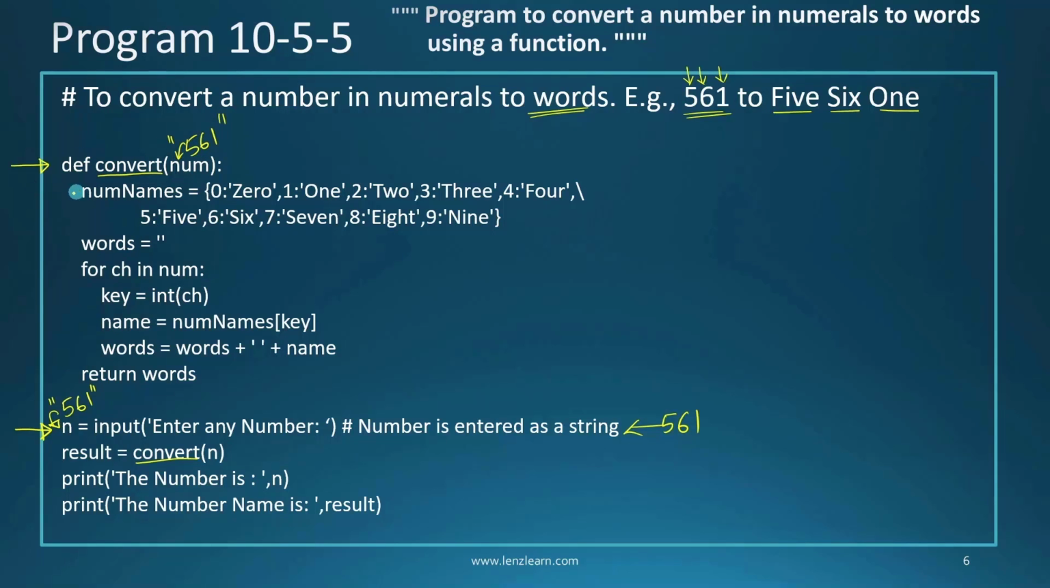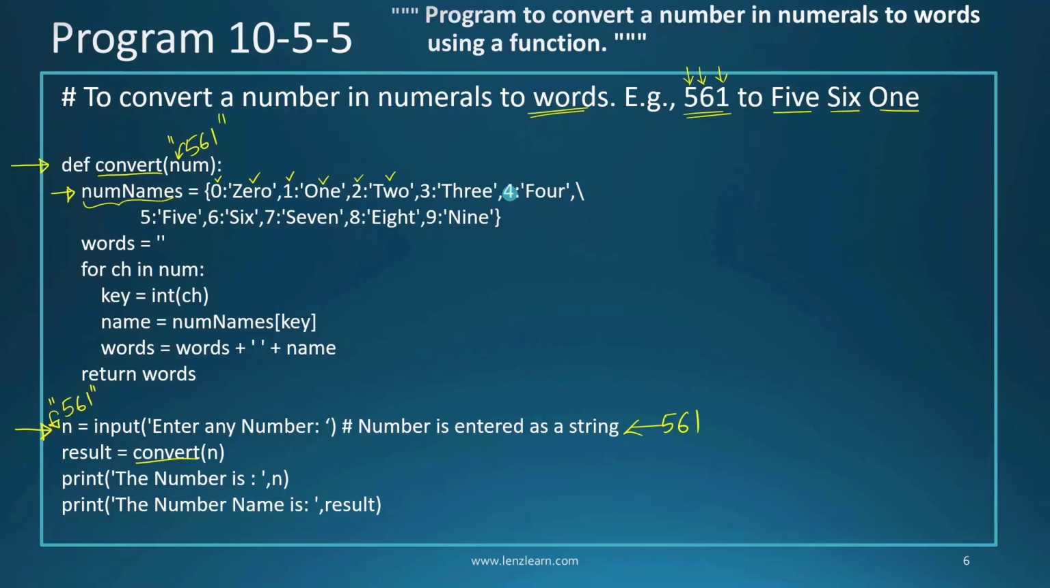Now inside the function I have created a dictionary. You can see here the name of the dictionary is num names. So this dictionary will actually give us the word equivalent for each digit, because you see in dictionary we can store data as a pair, so that's the advantage. So here you see for key 0 I have given the value as word 0. For key 1 I have given the value as word 1. For key 2, word 2, just like that.